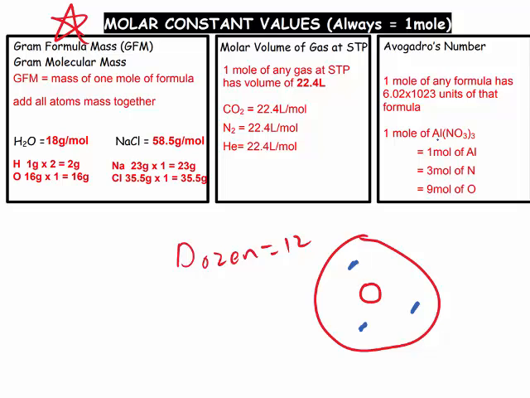Same idea here. If I have 1 mole of this, the atoms are the sprinkles on the compound, right? So how many moles of oxygen sprinkles do I have on this whole compound? 9.